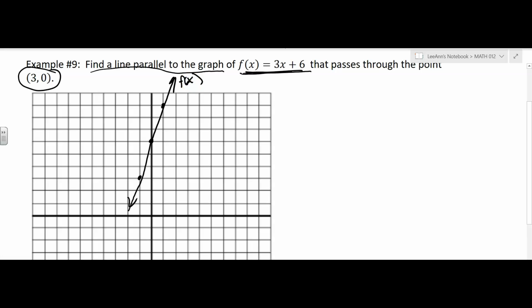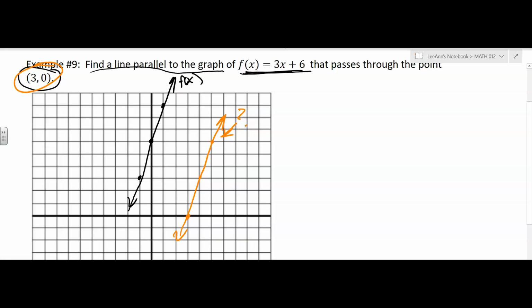But now we want a line parallel, but we want our line to go through this point, (3, 0). Well, where's (3, 0)? Right here. But we need it to have the same slope, right? Because it's got to be parallel. So the slope's still going to be 3 over 1. And so we're looking for the equation of this line right here. Okay, we want to know what is that equation.